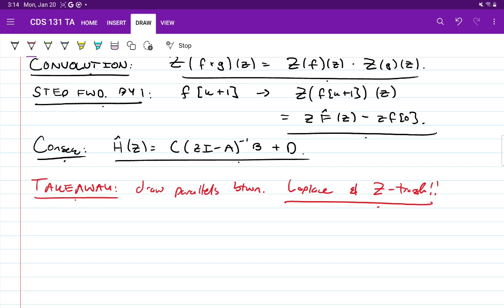If you're interested in learning a little bit more about the Z transform, because I know this was a little bit brief, there's a more thorough treatment in the notes. Otherwise, I've posted some more standard references where you can find more about this material.